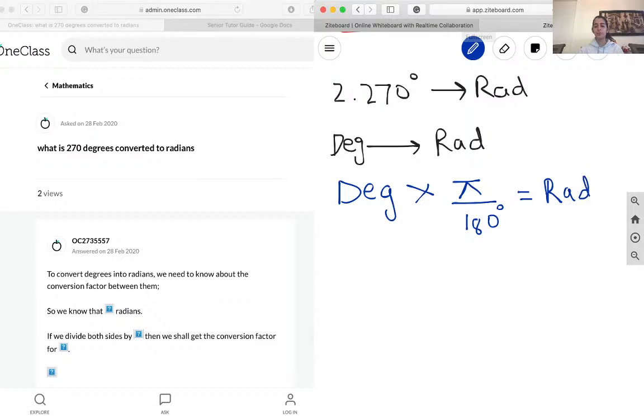If you want to turn from radian to degrees, you're going to have to do the opposite. So you're going to have to take the radian and times it by 180 degrees and divide that by pi. And there you get your degrees.